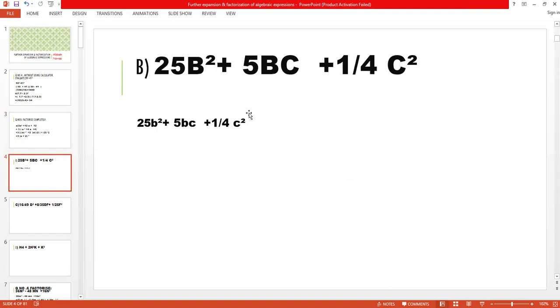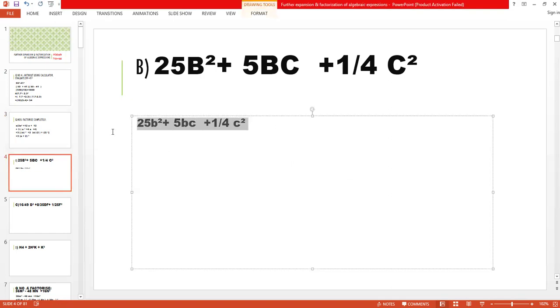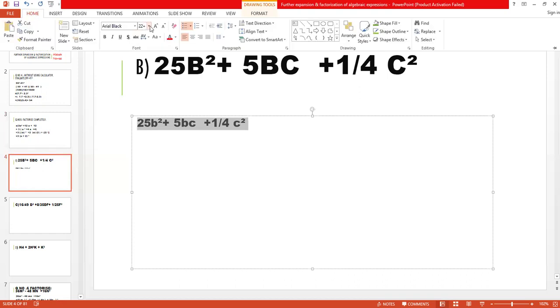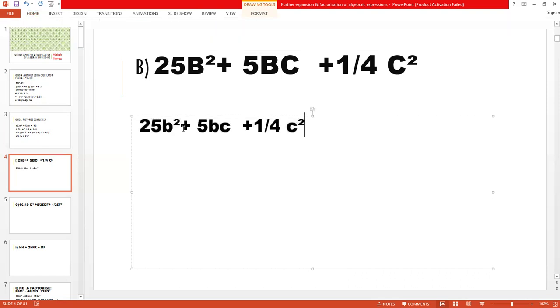Now comes the B part, and in the B part we have to do the same as we have already done in part A. We are using the first identity, and that is first term square plus 2 first term second term plus second term square. So 25 is the square of which number? With the same number you have to multiply 2 times to get 25, that is 5. Okay.